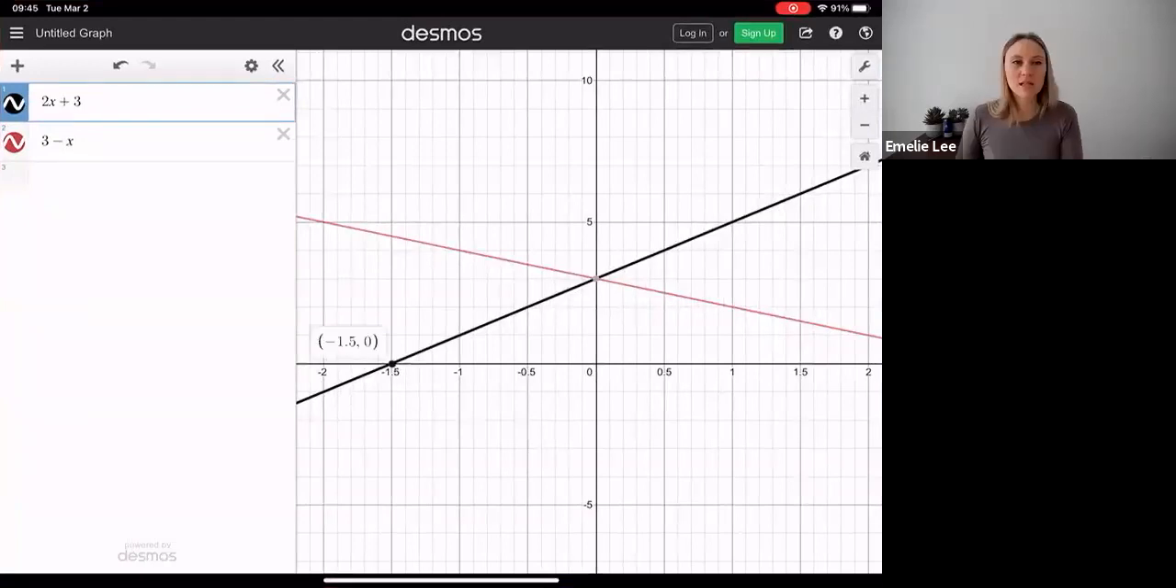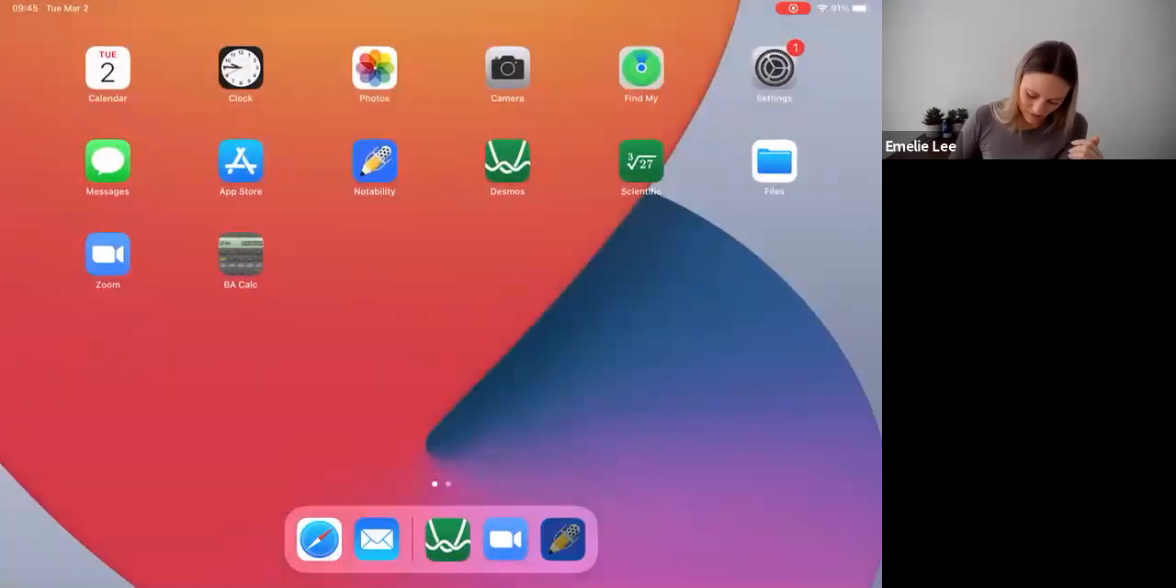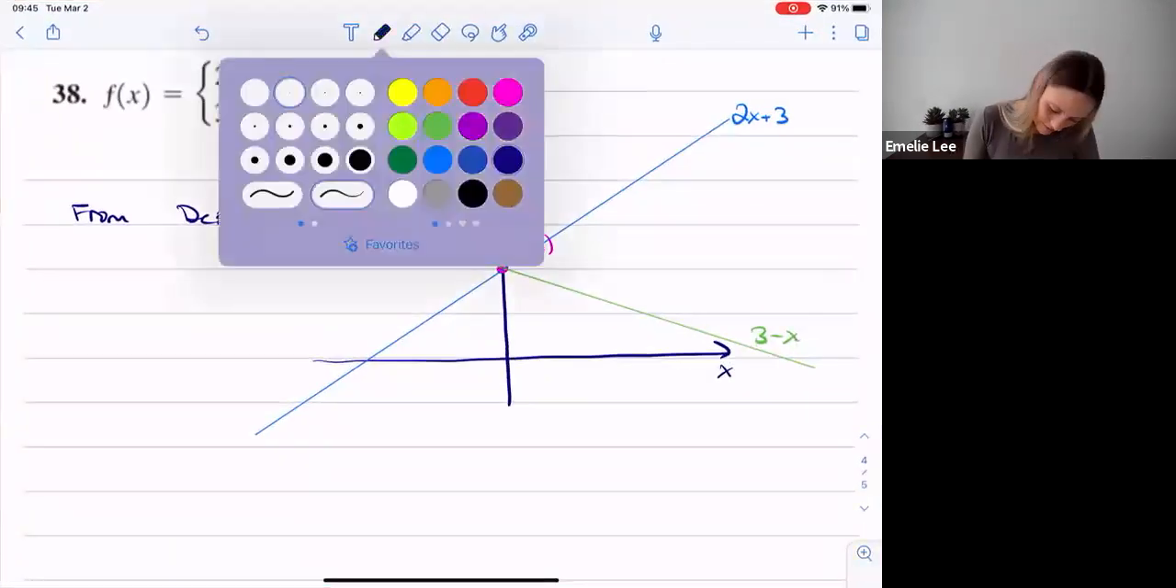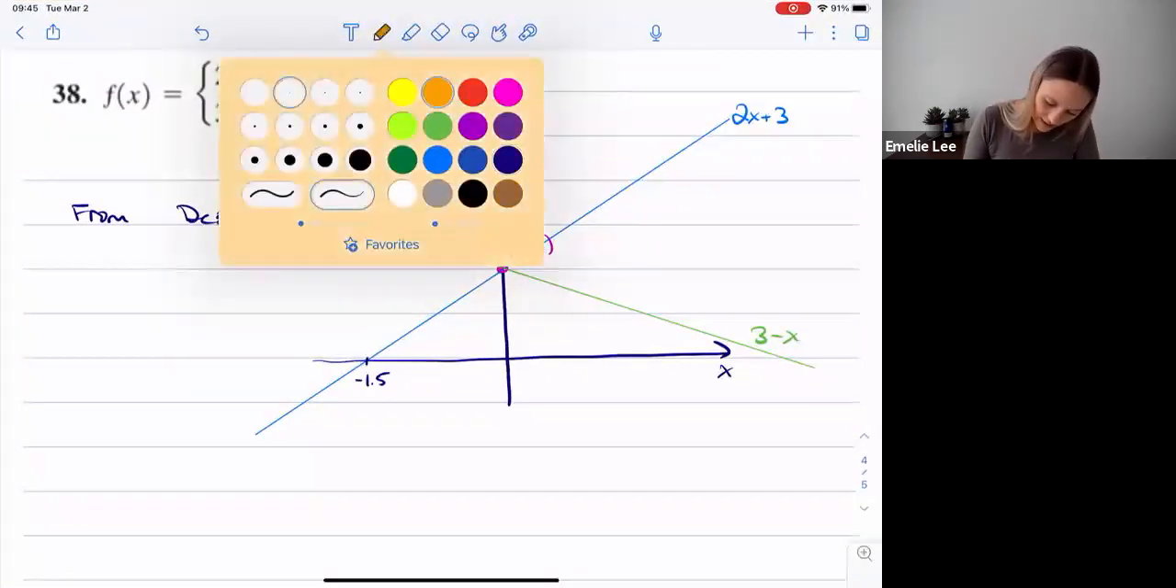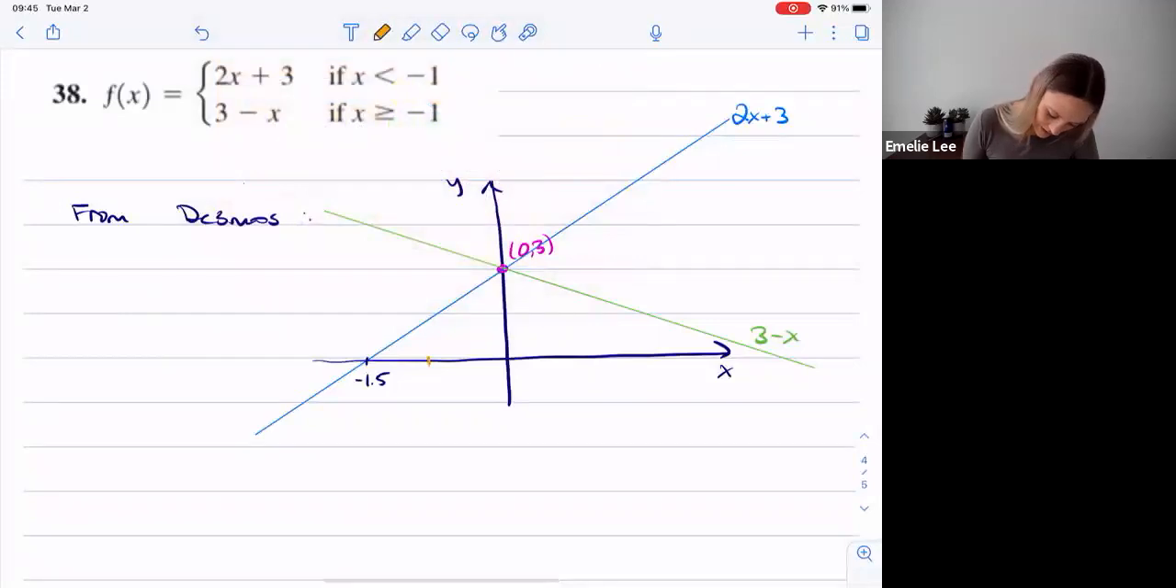So I'm going to translate this, the x-axis, or the x-intercept, negative 1.5, and let's see here. So this here is at negative 1.5. And so at some point here, x equals negative 1. That's where I'm going to transition, right? So I'm going on this point, 2x plus 3. Oh, sorry, it's lagging. Okay, I'll say that again.